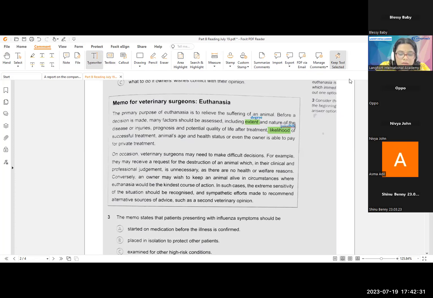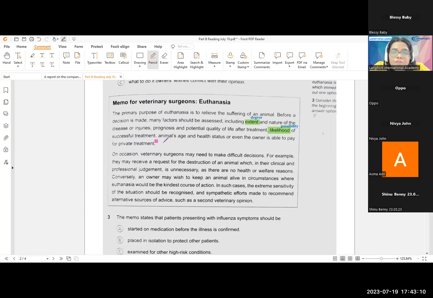All right. Okay. Jyoti, can you read the heading and the first sentence for me, please? The whole thing. First Memo surgeon euthanasia. Continue. Okay. The primary purpose of euthanasia is to relieve the suffering of an animal. Before a decision is made, many factors should be assessed, including extent and nature of the disease or injuries, prognosis and potential quality of life after treatment, likelihood of successful treatment, animal's age and health status, or whether the owner is able to pay for private treatment.